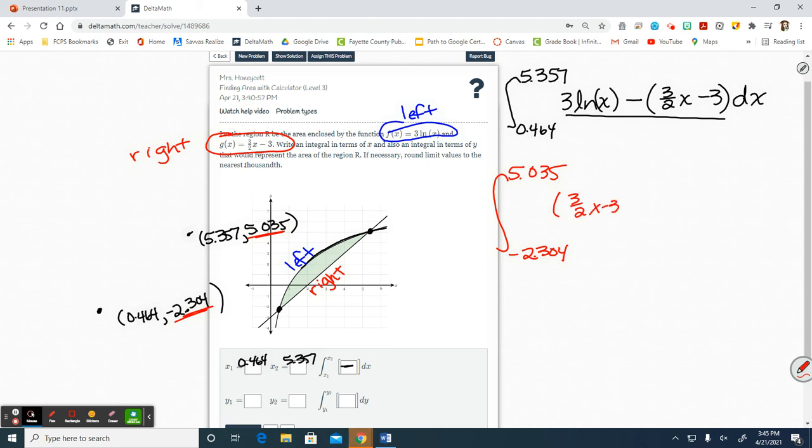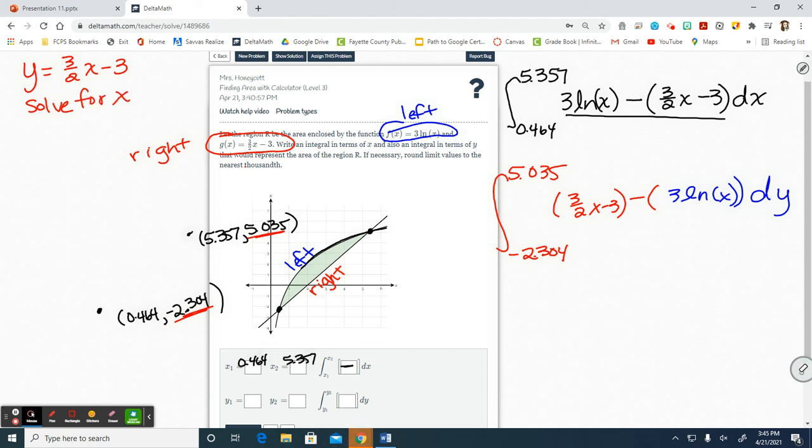Now I would love to just leave it as the right, 3/2 x minus 3, minus the left, 3 natural log of x. The problem is when I'm integrating, I have to do right minus left with respect to y. And these equations are with respect to x. So what I need to do is change them. So my equation for the right side is y equals 3/2 x minus 3. I need to write it in terms of y, which means I'm going to solve this equation for x.